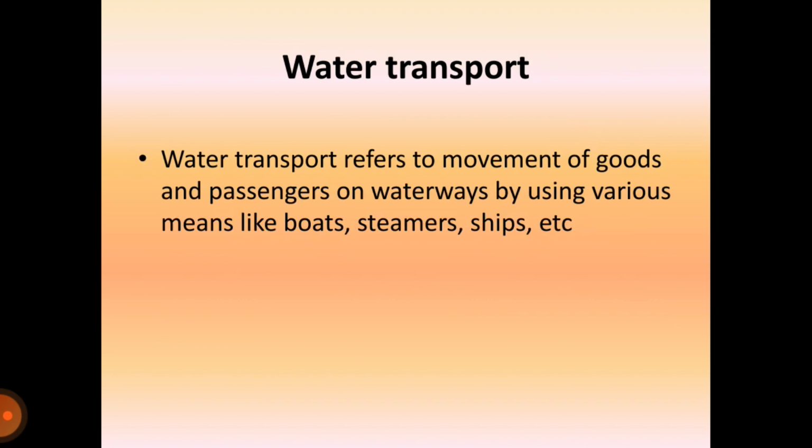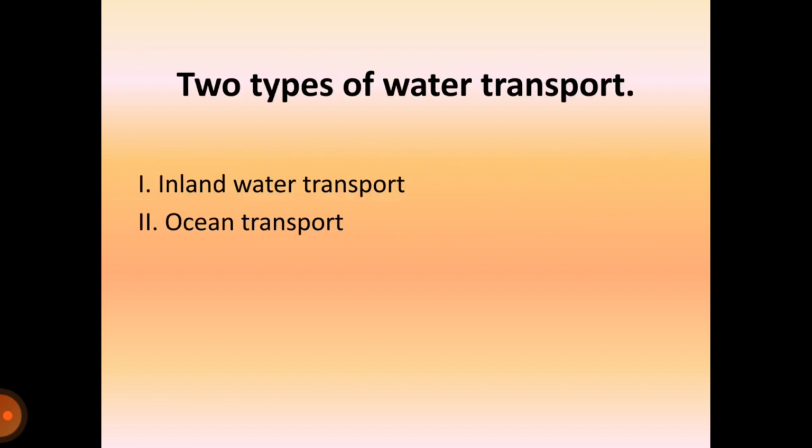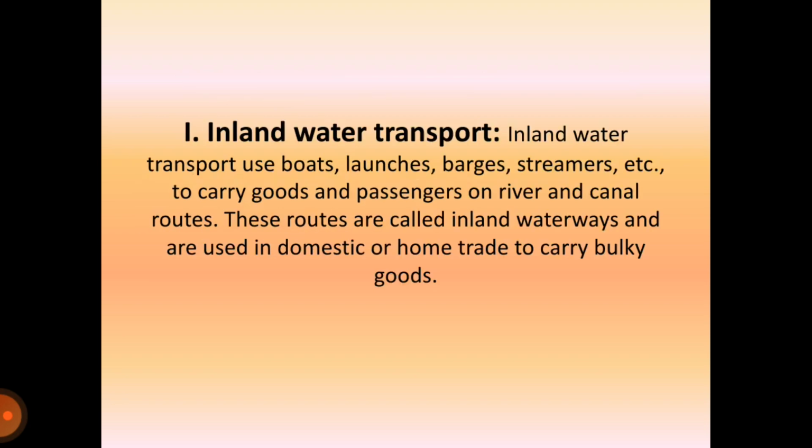Water transport. Water transport refers to movement of goods and passengers on waterways by using various means like boats, steamers, ships, etc. There are two types of water transport: inland water transport and ocean transport. Inland water transport uses boats, launches, barges, steamers, etc. to carry goods and passengers on river and canal routes. These routes are called inland waterways and are used in domestic or home trade to carry bulky goods.